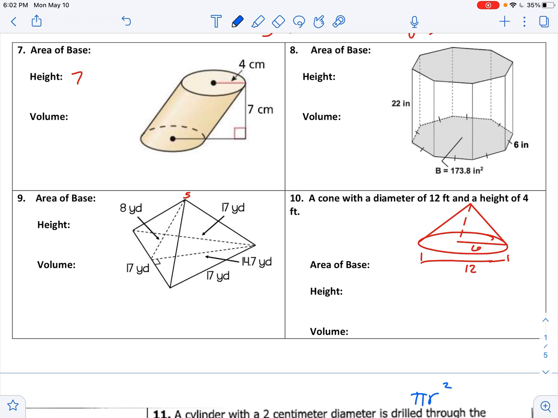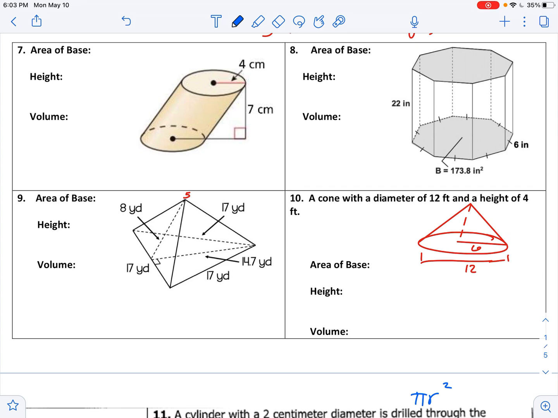Today we're going to talk about how to find the volume of any prism or cylinder. So this video is just covering prisms and cylinders. It is not going to cover a pyramid or a cone. That'll be a separate video.